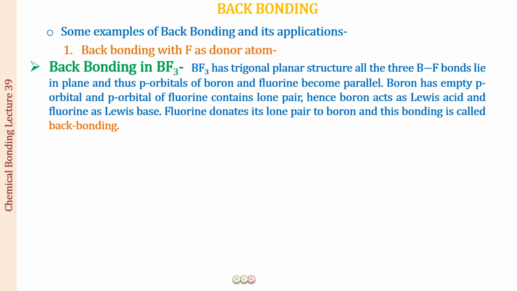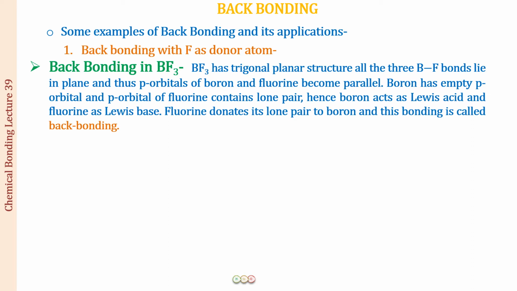So when we discuss back bonding with fluorine as the donor atom, the first molecule that comes to mind is BF3, because this is where we learned back bonding in the last lecture. So here we will just quickly revise it because I have many applications of back bonding in BF3 to be discussed with you today.